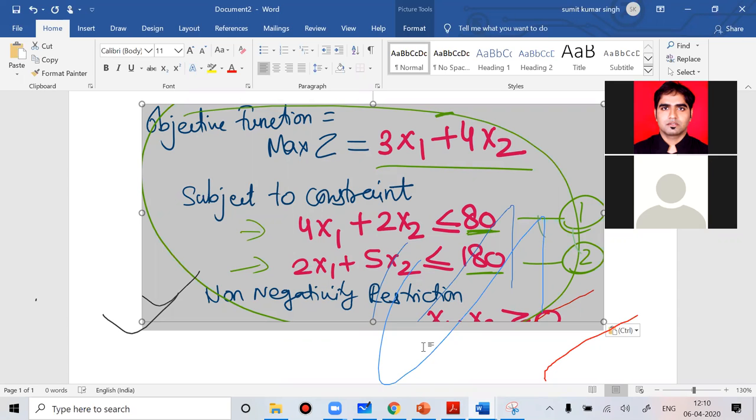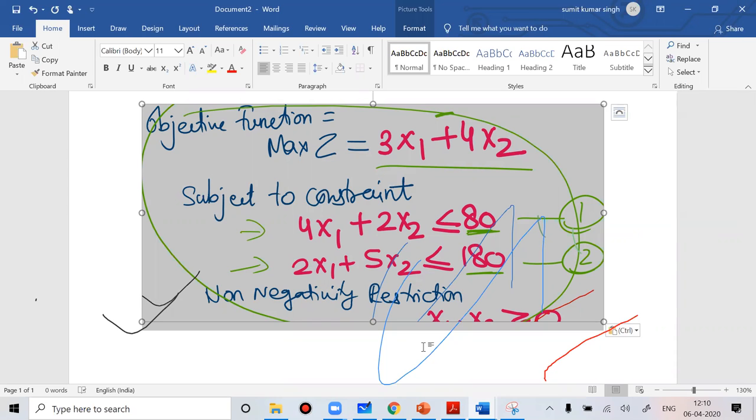Either you get a 5 marks question in which they will give you a question. If you see the previous year question paper, you will get a 5 marks question where for writing this equation you will get 5 marks. Now you will say, sir, I understood. For writing this equation, I will get 5 marks.